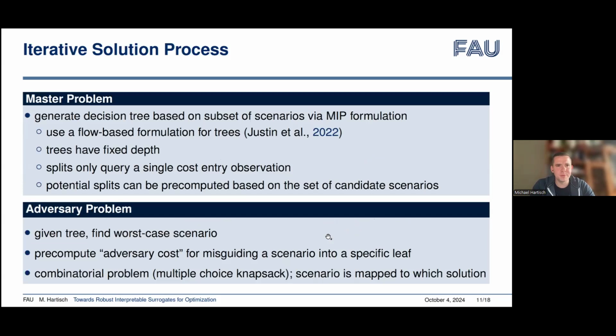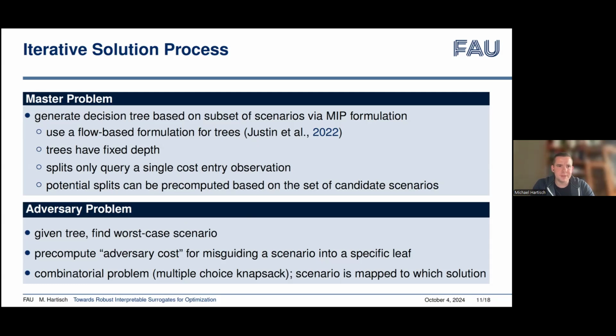Okay, so how can we tackle this problem? Well, we implemented a scenario generation approach where the master problem has the task of finding a decision tree, which is just based on a subset of the uncertainty set. We can model this via an MIP formulation. And here we actually use a flow-based formulation for trees.